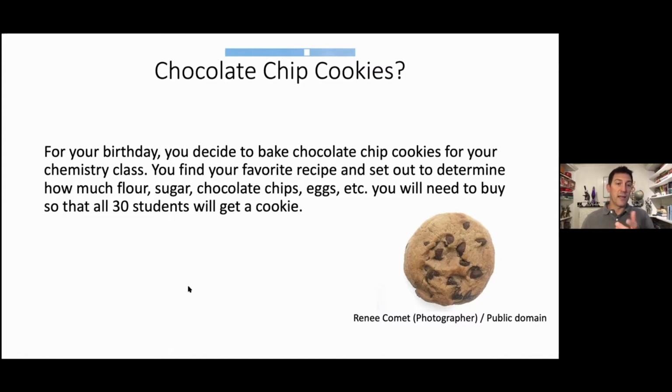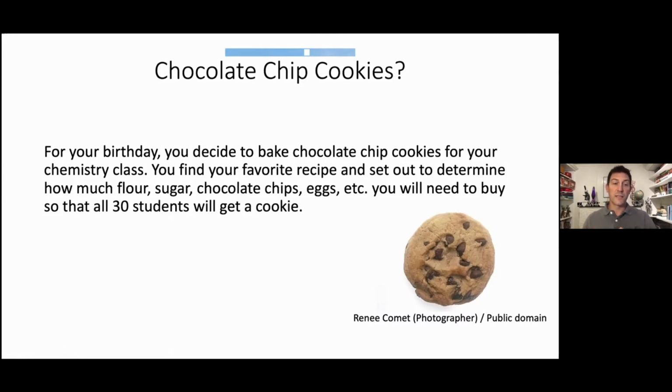For your birthday, let's say you decided to bake chocolate chip cookies for your chemistry class, which is always highly encouraged in chemistry class, at least in my chemistry class, unless it's a lab day and then we can't eat cookies. So you find your favorite recipe and you set out to determine how much flour, sugar, chocolate chips, eggs, and everything else you need to buy so that all 30 students get a cookie. Now that seems simple enough, right? You know how much flour, how much sugar, how many chocolate chips go into each cookie. You can start to figure that out.